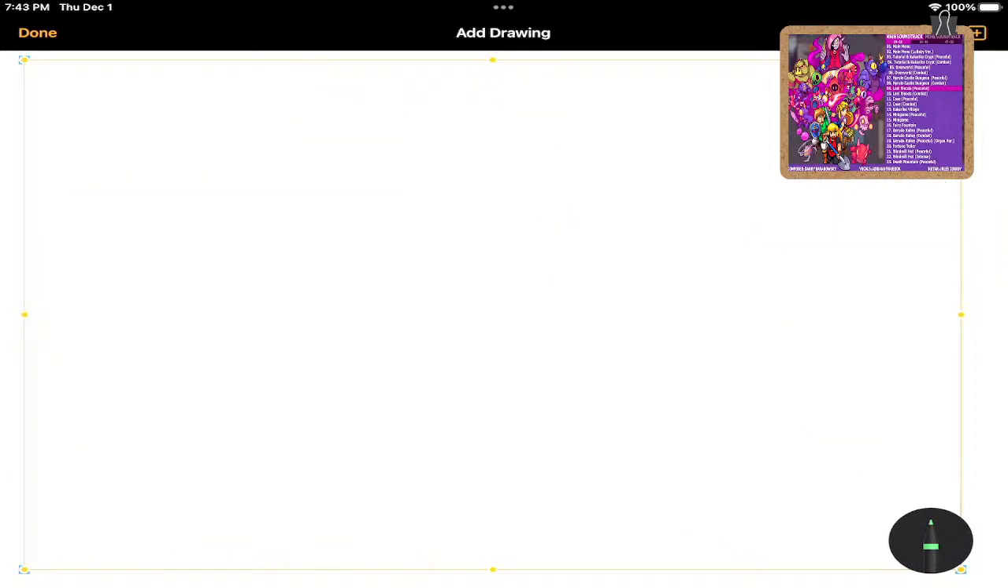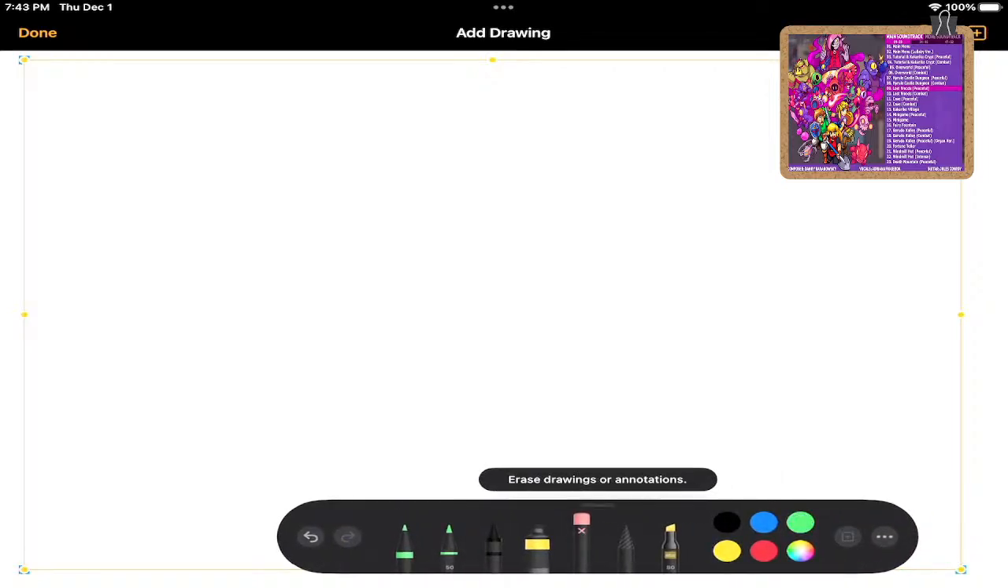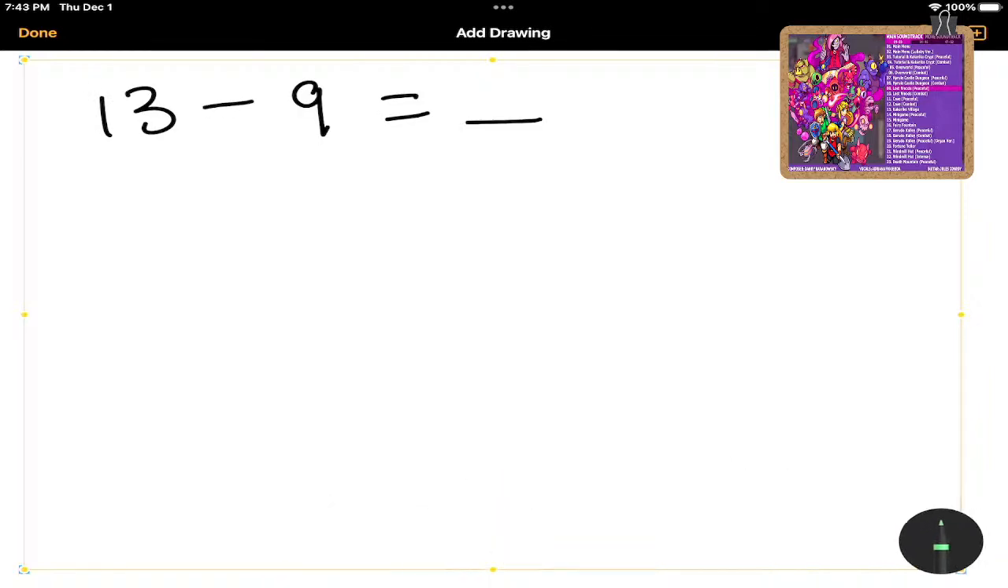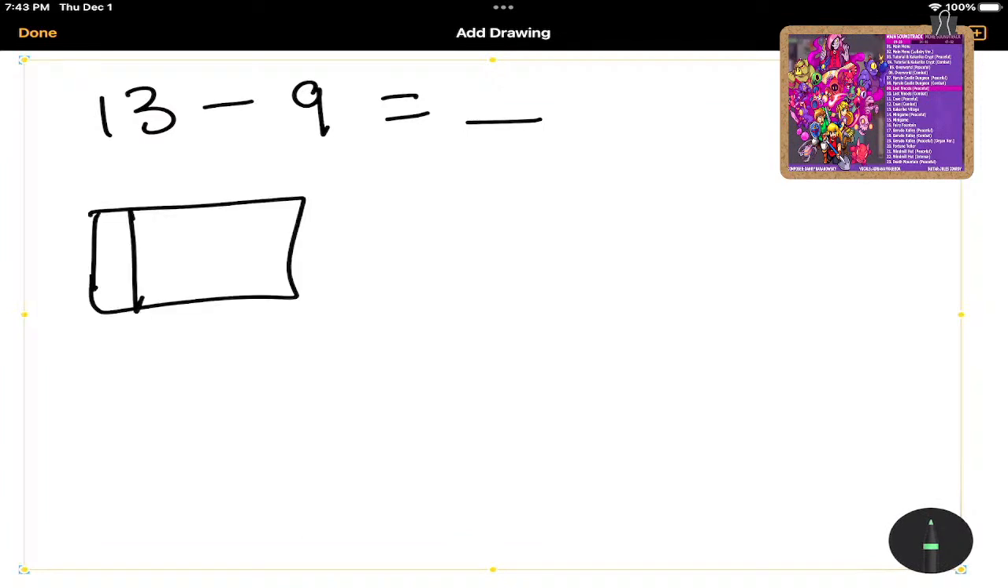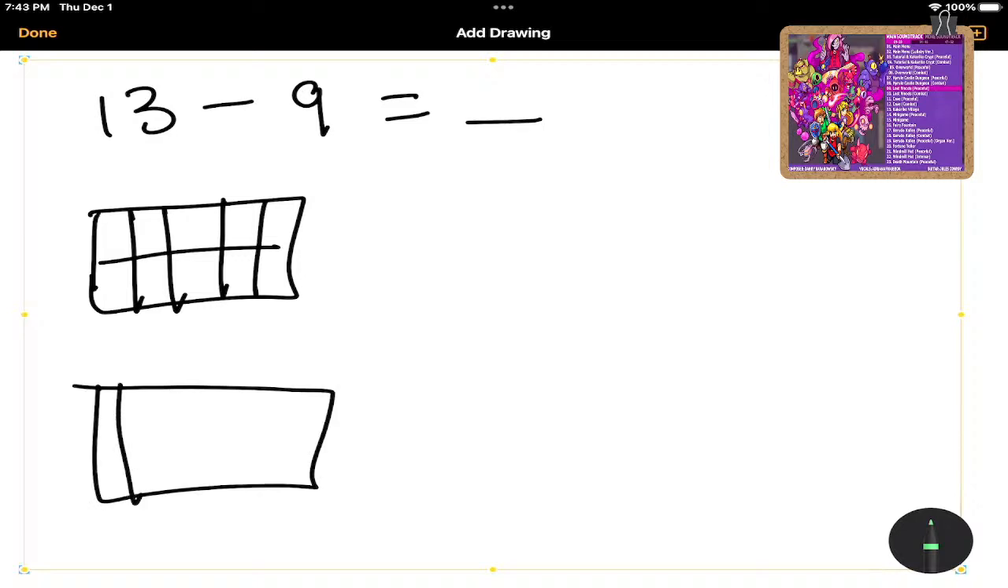Okay, one more. 13 minus 9 equals blank. 1, 2, 3, 4. 1, 2, 3, 4. Okay, what's the equation? So let's start solving it. What are we doing first? We're going to put 13 first.